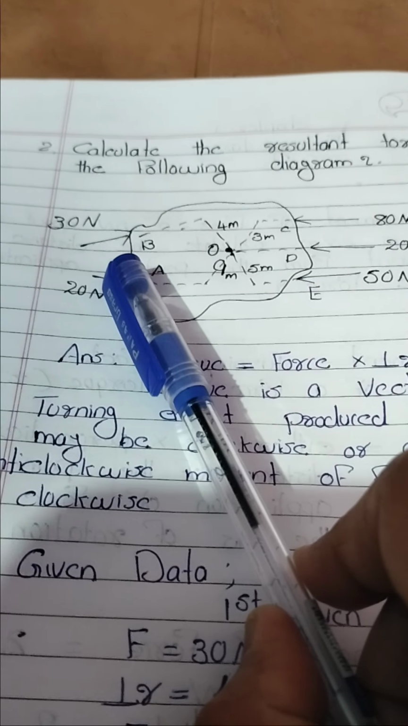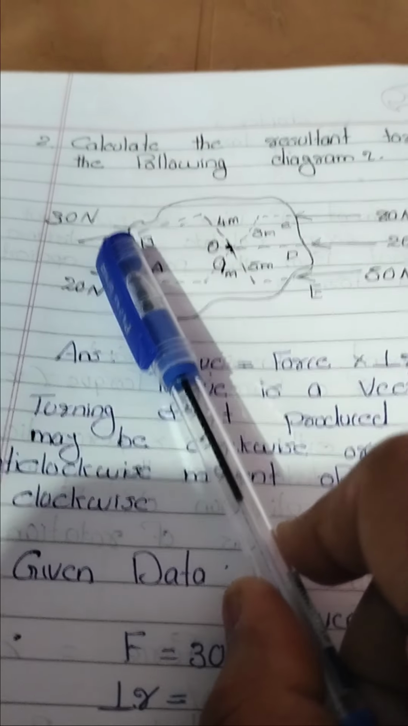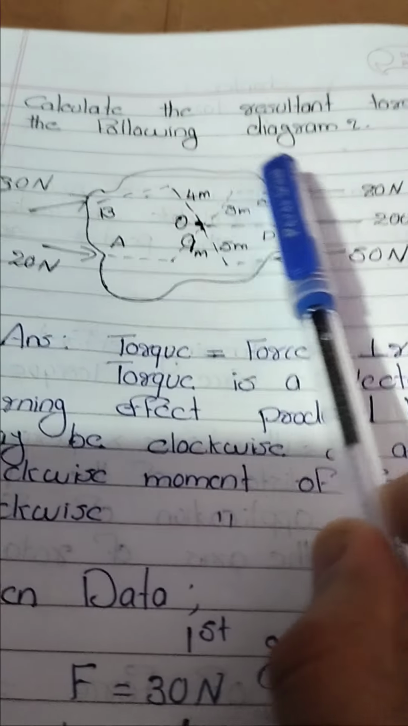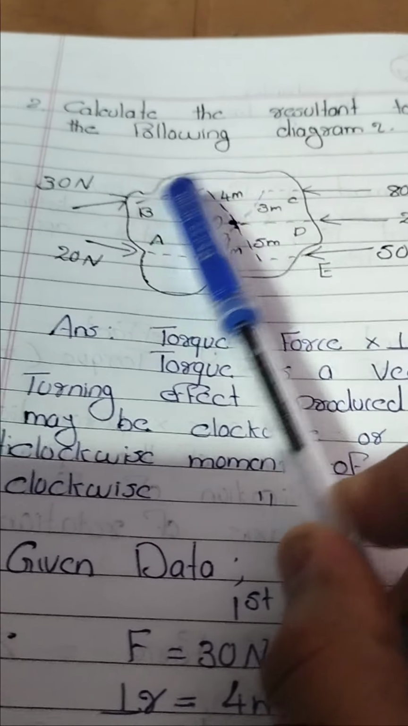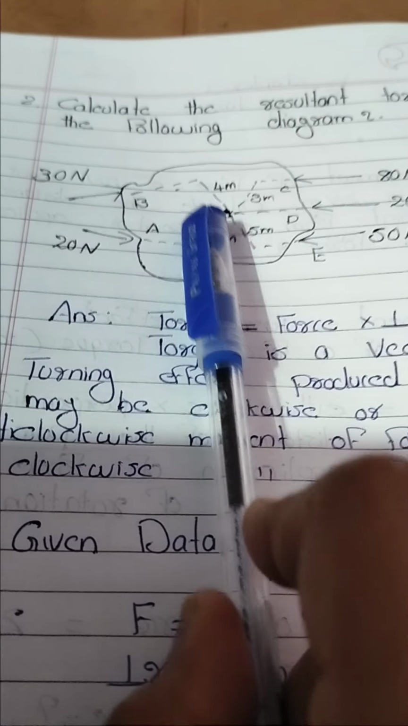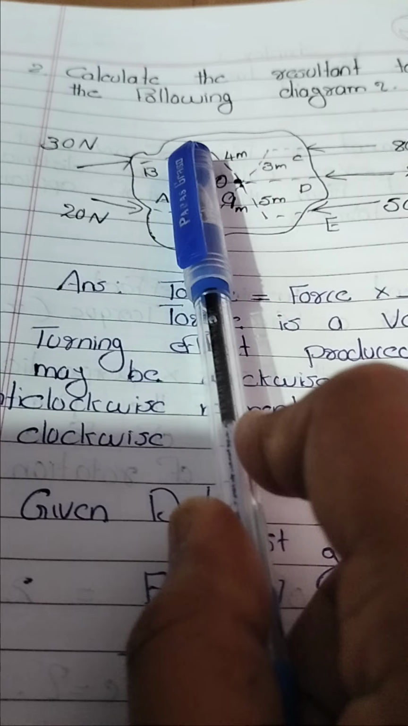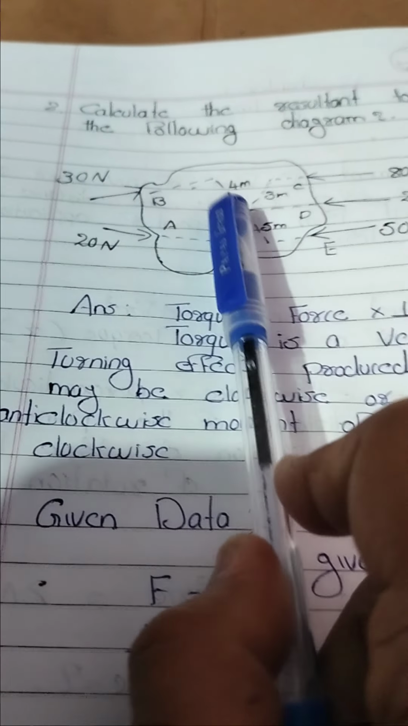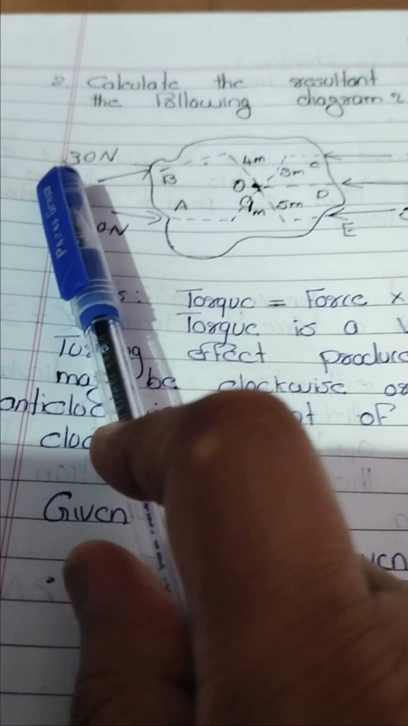I just repeat once more. What is line of force? This is the given force 30 Newton. I just extended this force, and that line is called the line of force. That line of force is making a 4 meter distance from the origin in a perpendicular manner. That is the perpendicular distance of the force 30 Newton.